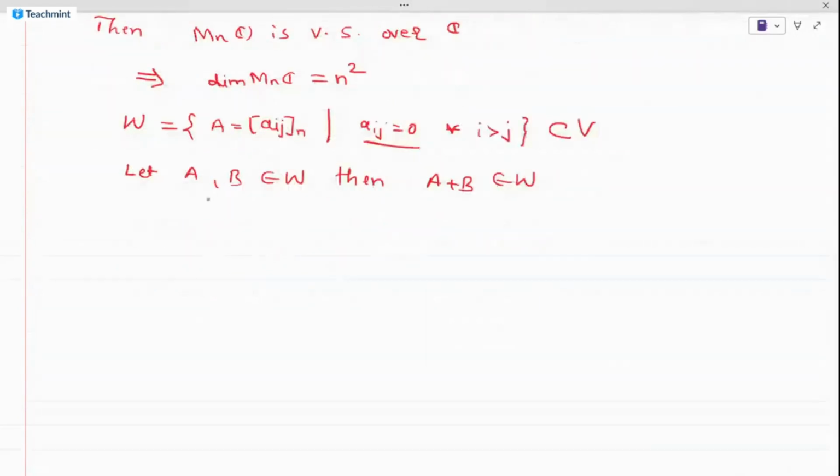So you do it like this: if A is equal to Aij, take B equal to Bij. Then you define the matrix C, that is A plus B. That matrix is denoted by, sorry, it is Cij.